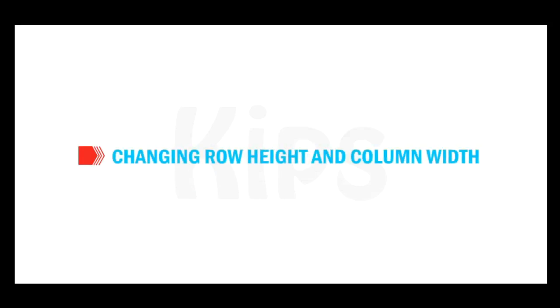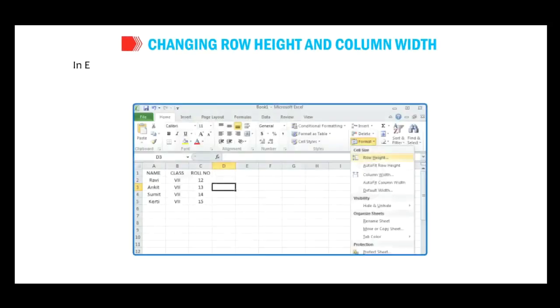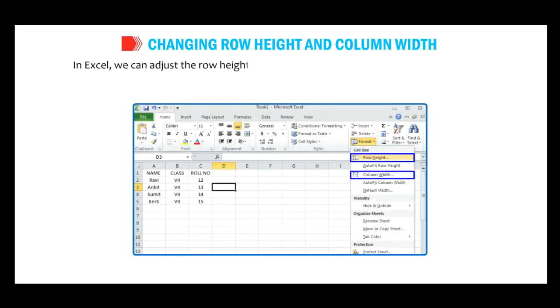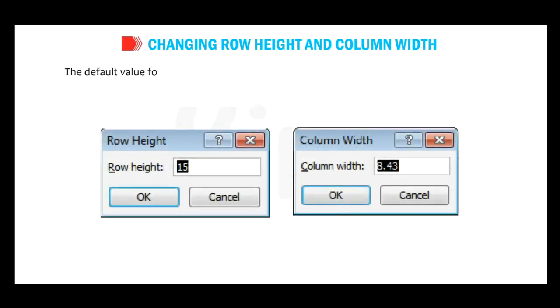Students, now let us learn how to change row height and column width. In Excel, we can adjust the row height and the column width of the worksheet as per the requirement. The default value for row height and column width is 15 points and 8.43 points respectively.